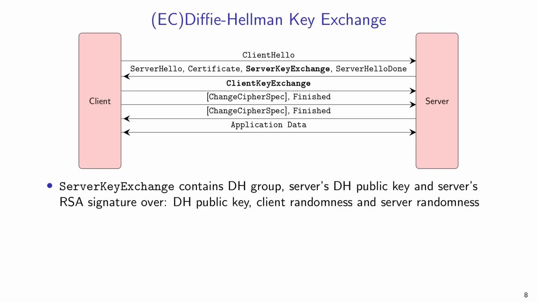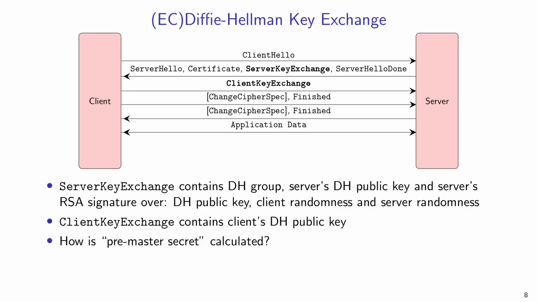Next, the client will also generate a Diffie-Hellman private key and send the corresponding public key to the server in the client key exchange message. So the client key exchange message here contains the client's Diffie-Hellman public key. What is left now is for both parties to calculate the shared secret. So the question is, how is the pre-master secret calculated? Well, I hope you remember how Diffie-Hellman works. The client and server will take the public key of the other party and will raise it to the power of their private key value. And that's it. Now both the client and server have a shared secret, which will be used as a pre-master secret to derive the master secret and the actual encryption keys.